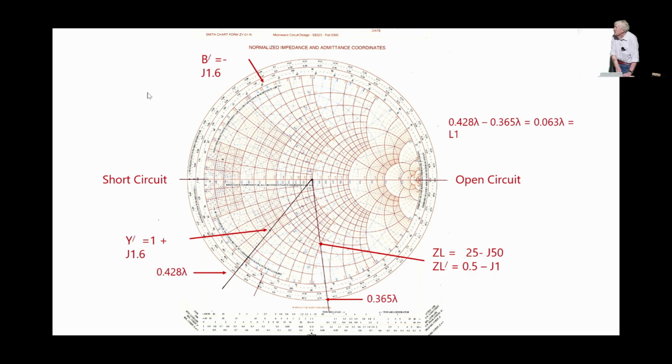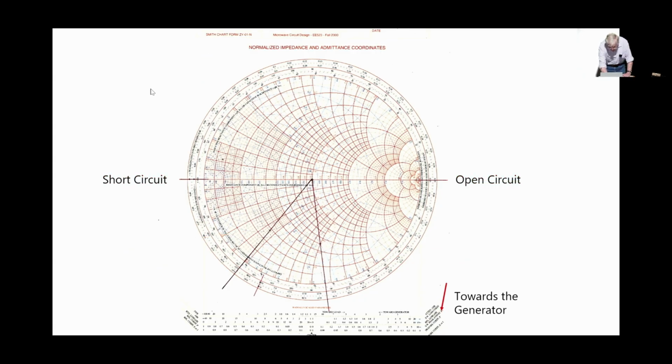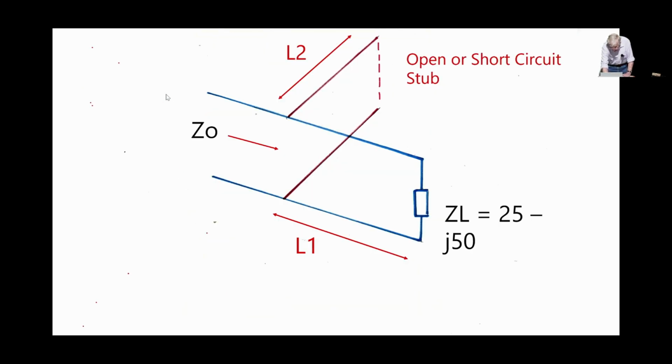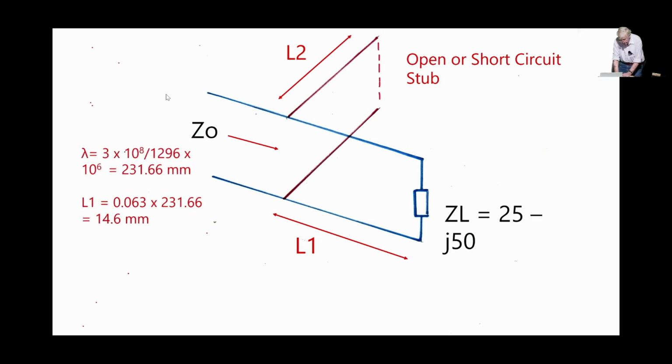So there it is. That's how much we've got to tune out. 1.6. Let's see what that calculates to. Let's come back up here. There's the length of the open circuit stub. Or you can use a short circuit stub and get the same result. And there's the answer to the question and the calculations that go with it.